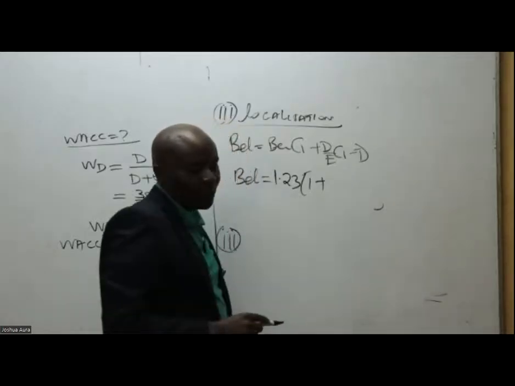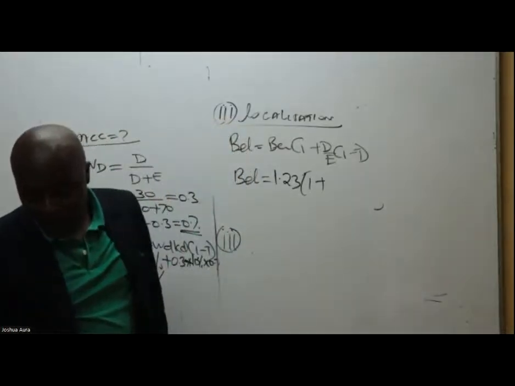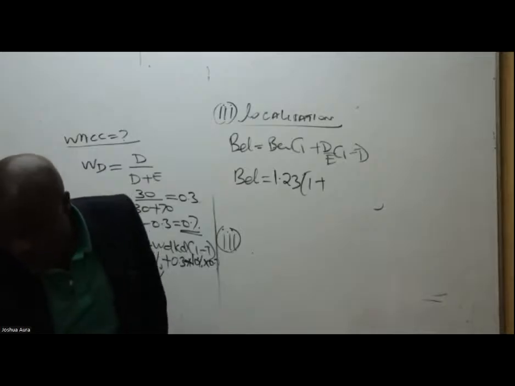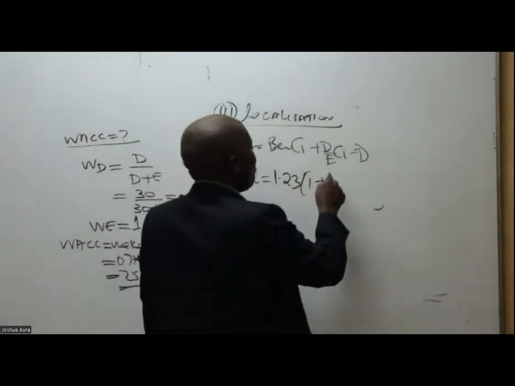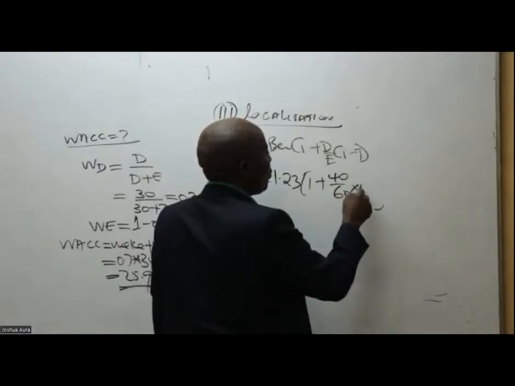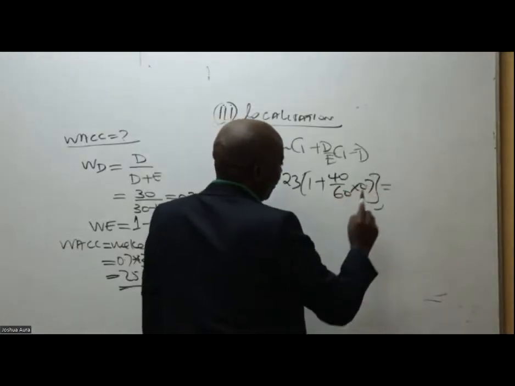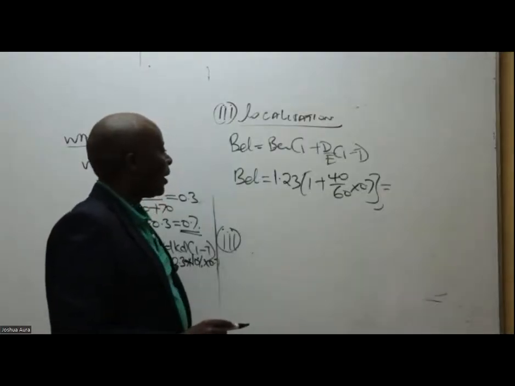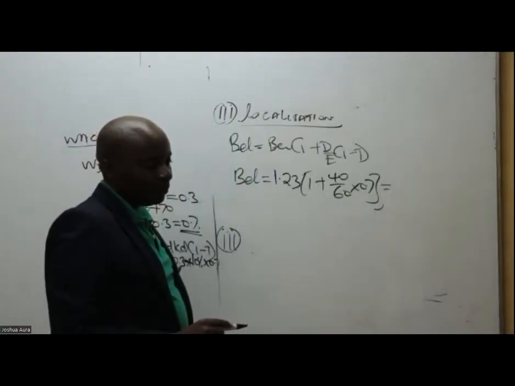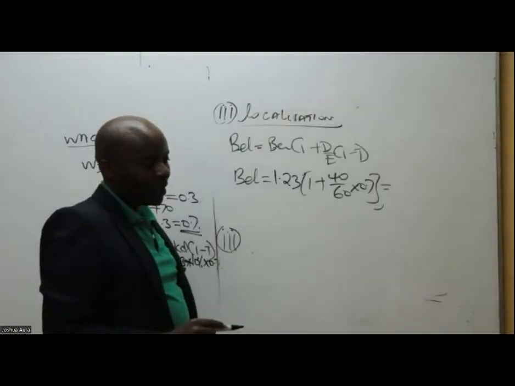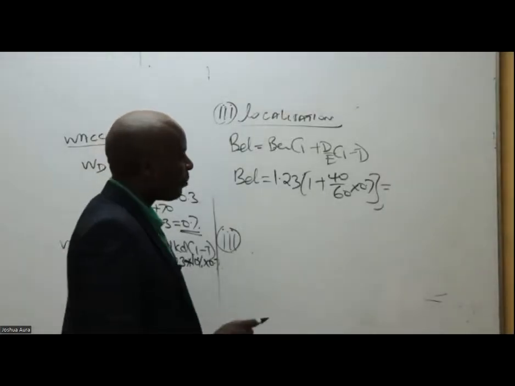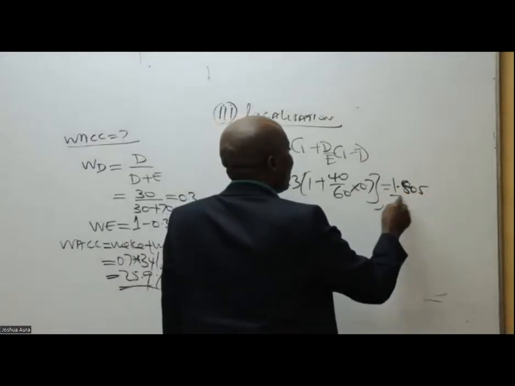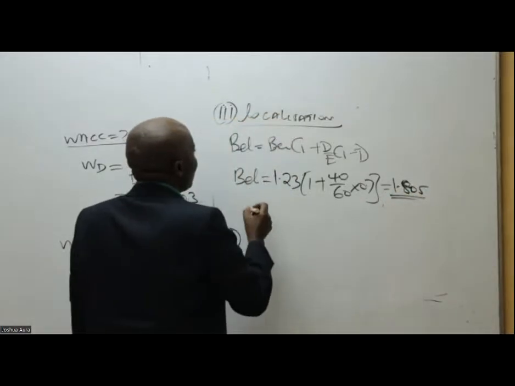They have given us the debt percentage. These guys have given us the debt percentage as 40, 60. So plus 40 over 60 times 0.7. Could you kindly give me the final answer there? The BEL. So 1.805.